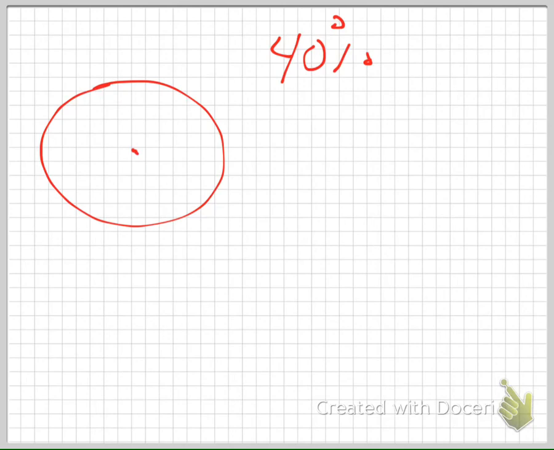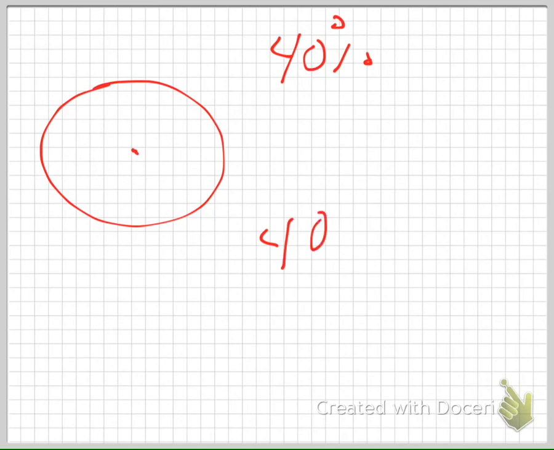How much is 50%? What would it look like if it was 50%? Right down the middle. It would be half, so it's going to look something like this. So how many degrees is this? Half is 180. Right? So ours is going to be a little less than 180. Does that make sense? That's what your answer should be.